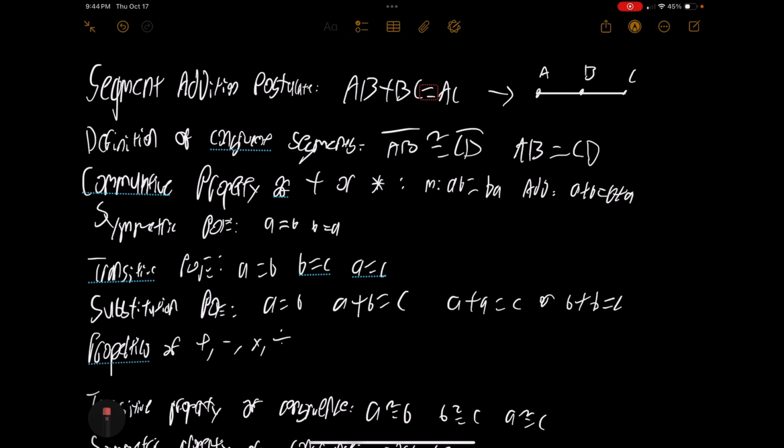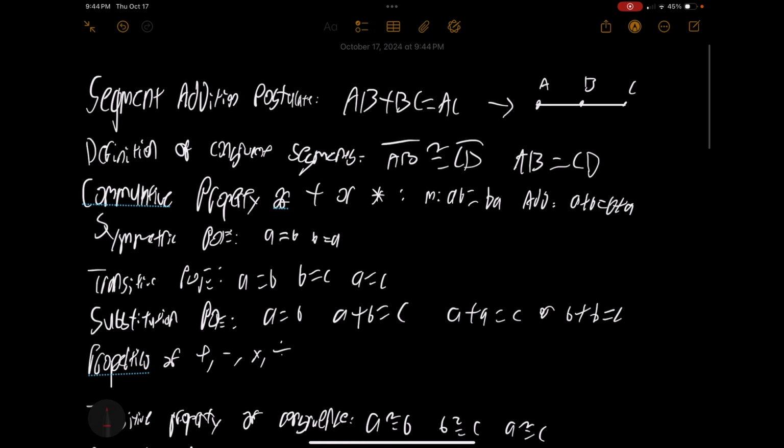And then the next one is the definition of congruent segments. If you have two segments that are congruent to each other, then it also means their measures are equal. That's pretty straightforward. Now we have the commutative property of addition or multiplication. For multiplication, A times B equals B times A. In addition, A plus B equals B plus A. This is useful for substitution and other stuff similar to that.